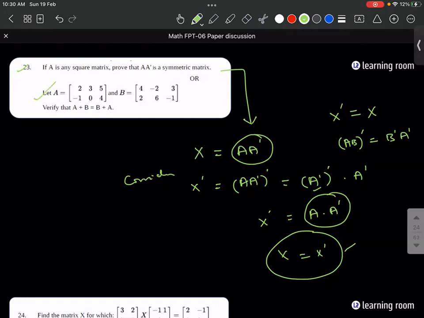Next one, I don't think I need to do it. I think most of you would have done that only because you need to just verify A plus B is equal to B plus C.